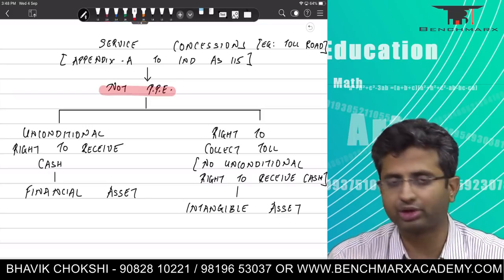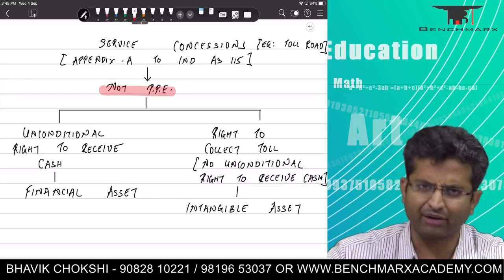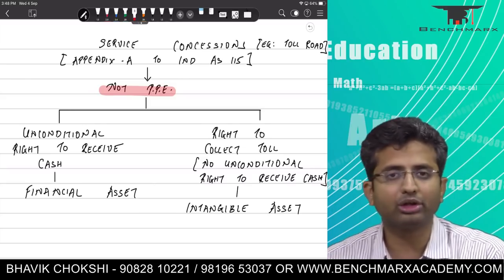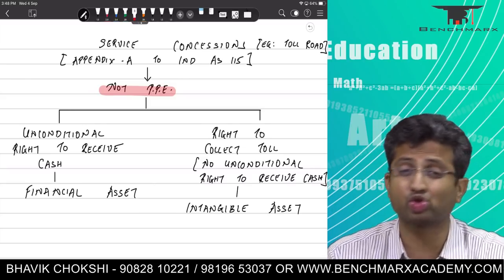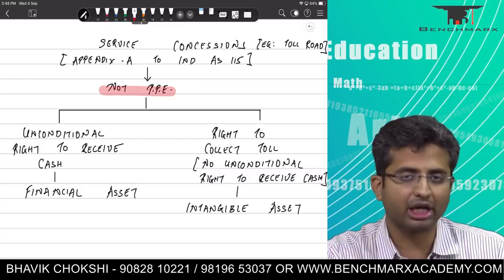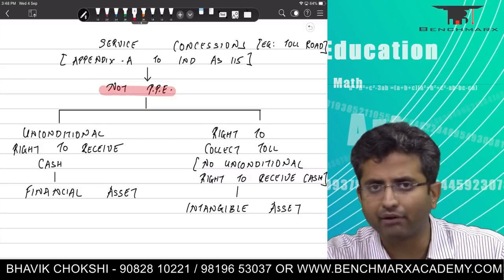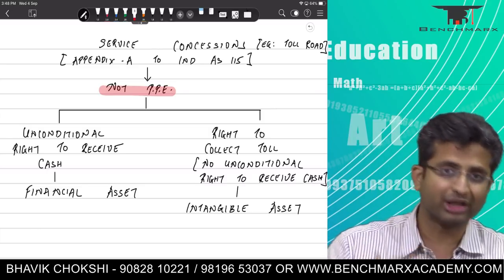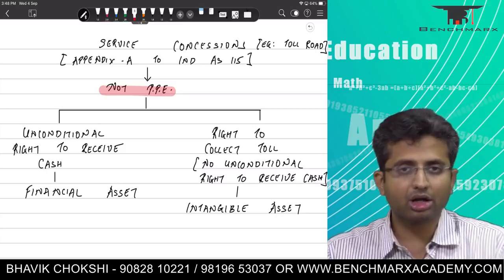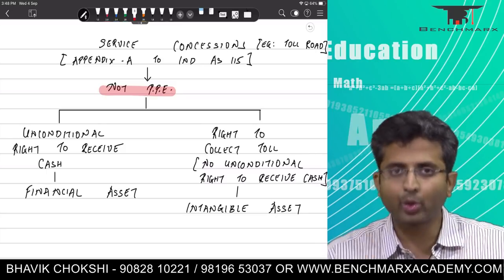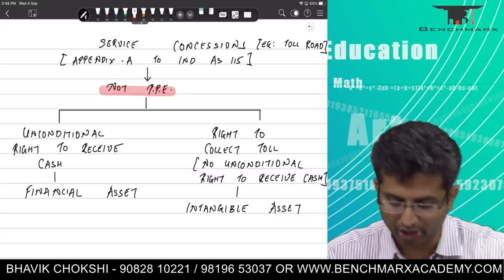You do not get ownership, you do not get control over the asset. Yes, you have the ability to use it, but that does not in any way give you ownership or control over the asset. So you cannot show it as a PPE. Then how will you show it? Well, it depends. If you are getting a right to receive cash from the government, so the government says, I'm going to pay you 2,000 crores, then what you get is an unconditional contractual right to receive cash. And this squarely fits into the definition of a financial asset.